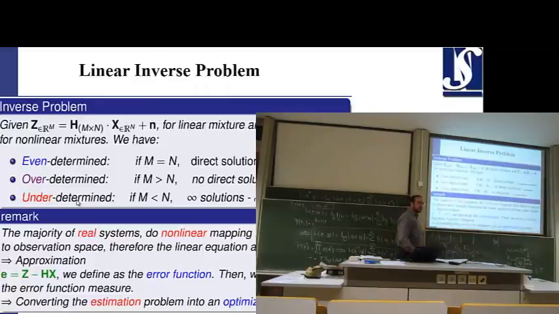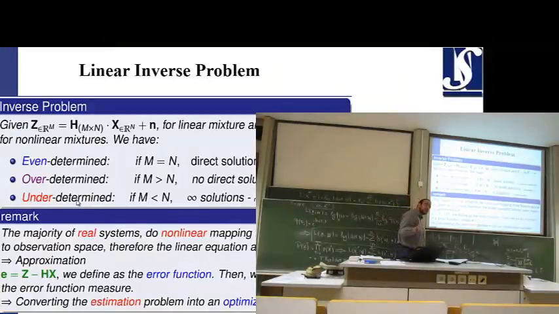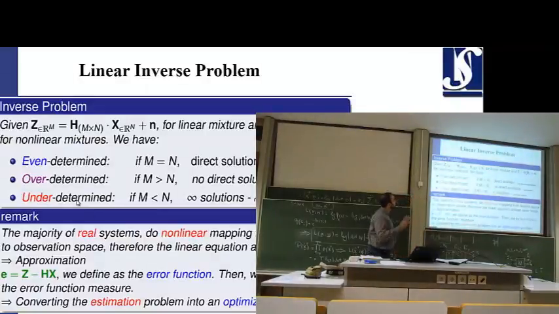The idea of the linear inverse problem that we already mentioned is something that holds for the entire BSS theory and the beamforming theory. If the number of sources is more than the number of sensors, the problem is called underdetermined. If they are equal, it's called even-determined. ICA is the solution. If it's overdetermined and if it's underdetermined, mathematicians say that for overdetermined there is no direct solution, and for underdetermined there are infinitely many solutions.